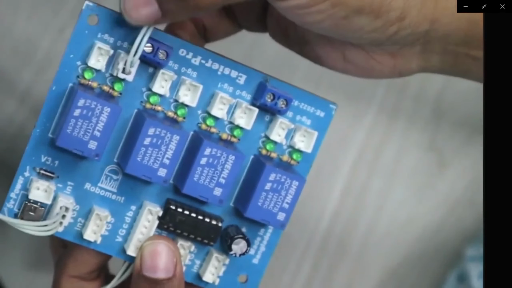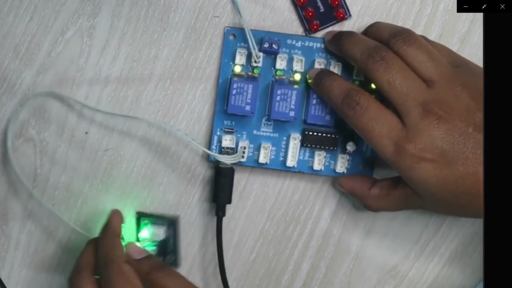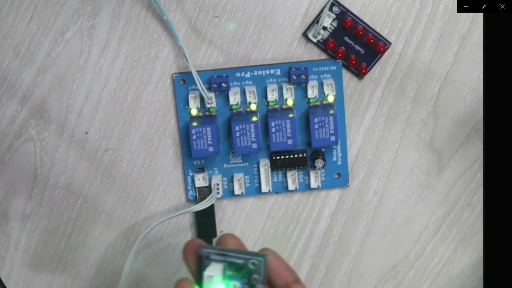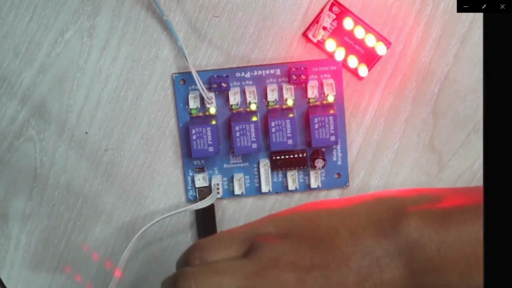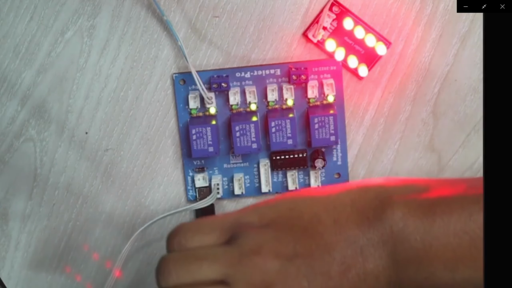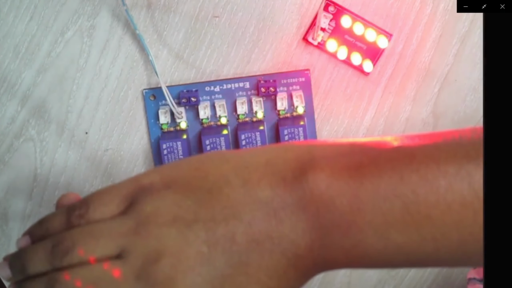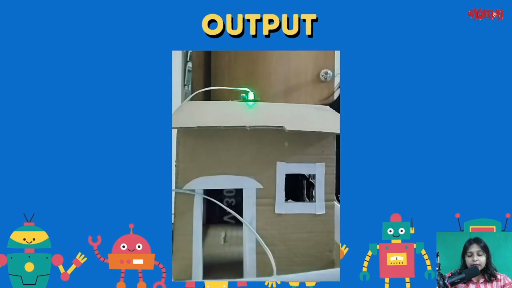So let me show you the placement of the LED. Let's see how it works. Giving power supply to the circuit, 5 volt by USB adapter. As it is daylight, the output remains off. The sensor detects low resistance and sends a signal to the controller board, and the output remains off. Now I am covering the sensor part, so it's dark now, and it detects high resistance and sends the signal, and the LED turns on.